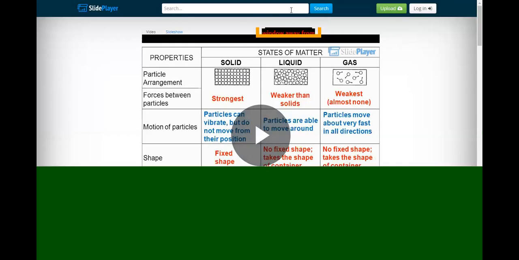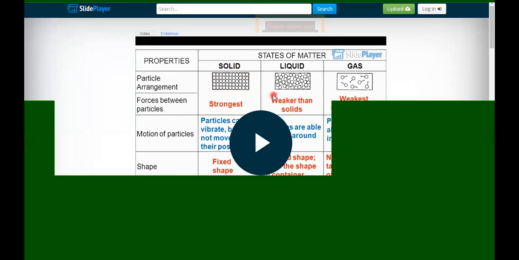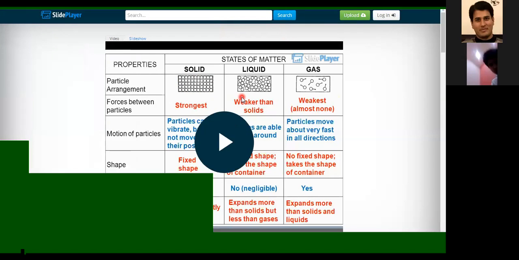First of all comes the particle arrangement. The solids are so tightly packed, as you can see in this diagram. Okay, let me use some annotations. Okay, the particles are so tightly packed, as you can see in this diagram. So the liquids are somewhat not so closely packed.